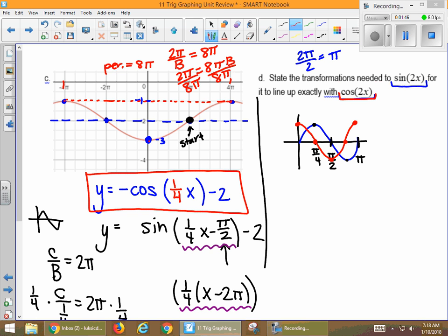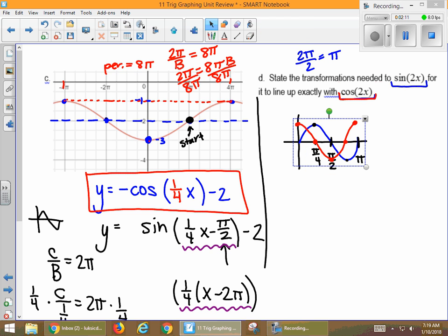Now, you guys know already that sine and cosine are really the same graph. They're just transformations of each other. So we're going to reread here. State the transformations needed to sine of 2x for it to line up exactly with cosine of 2x. So I need to take my blue one and move it to match up with my red one. So I would need to take my blue one.